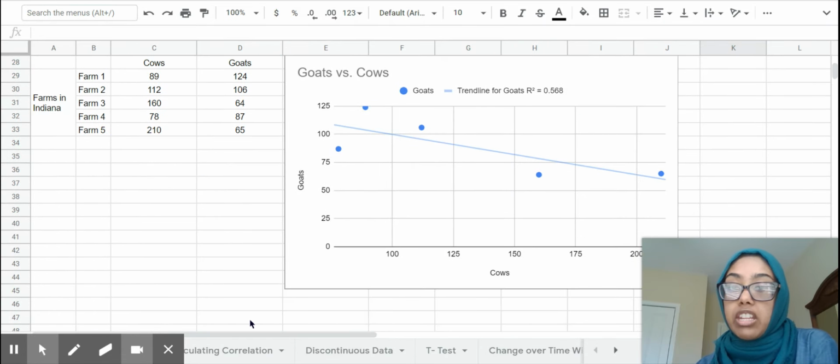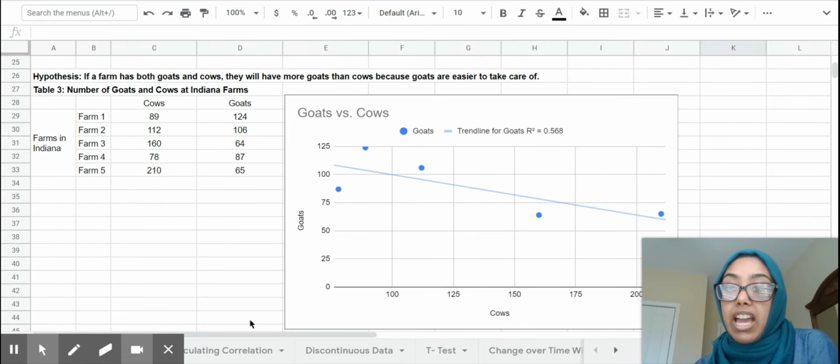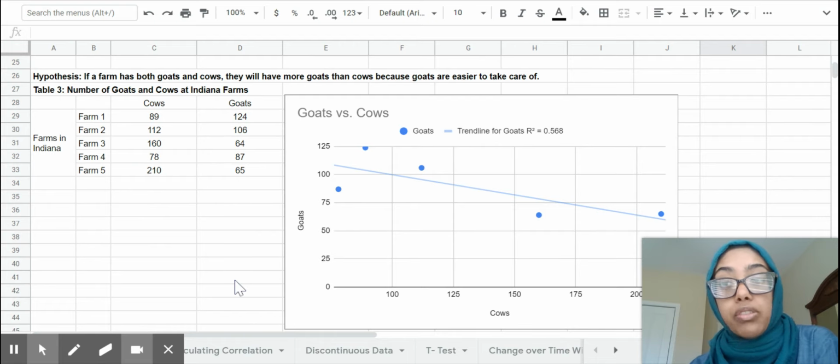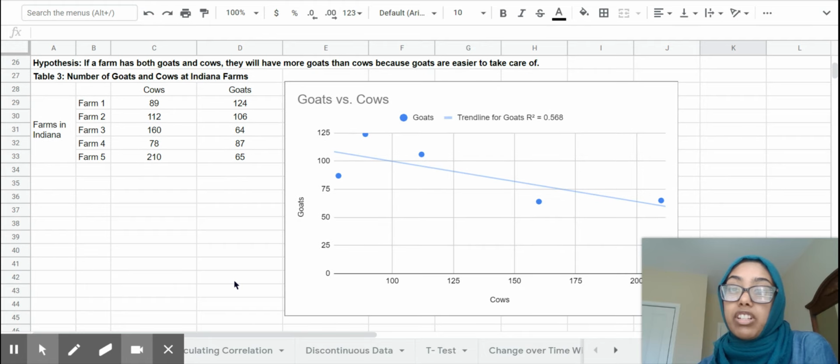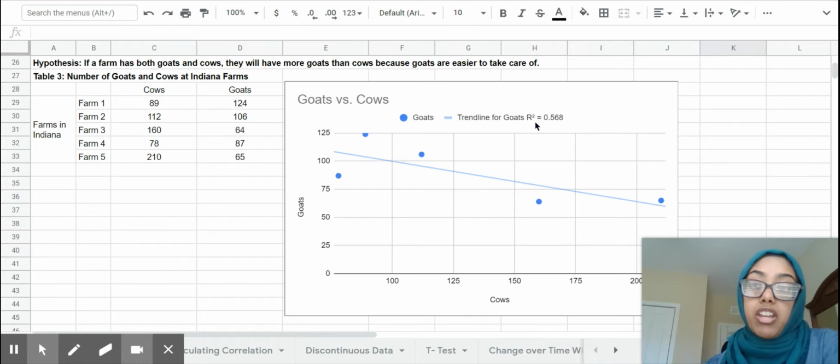Alrighty, so let's look at another example. Here I'm looking at the number of goats and cows. The hypothesis is that if a farm has both goats and cows, they're going to have more goats than cows because goats are easier to take care of. So obviously I have a very strong background in farming with these examples, and we see that here our trend line goes sort of negatively through, and we see that there's an R-squared value of 0.56 if we round up.